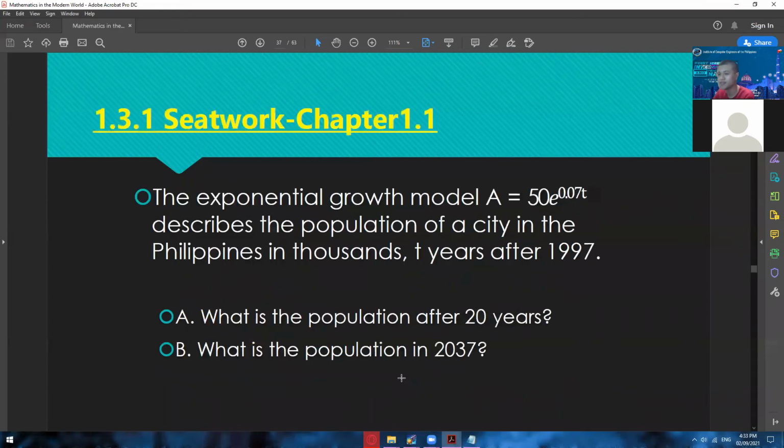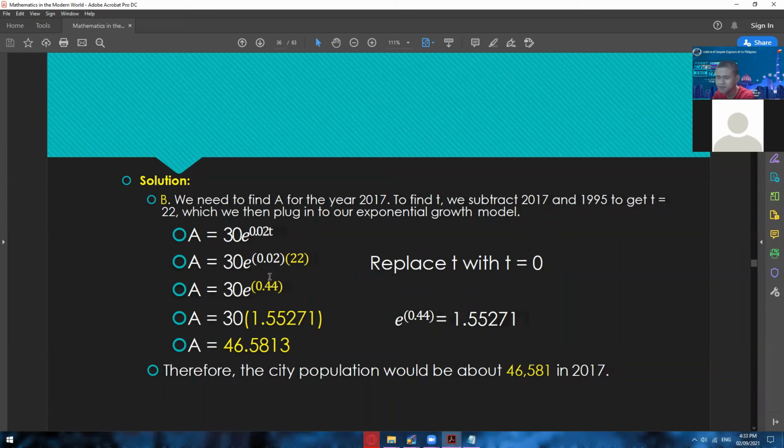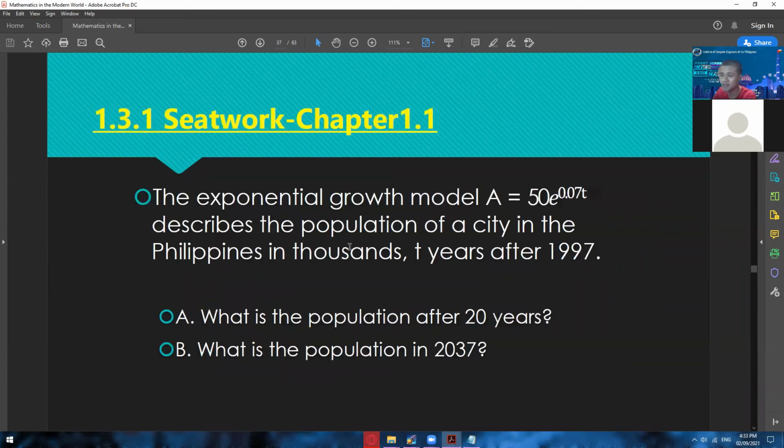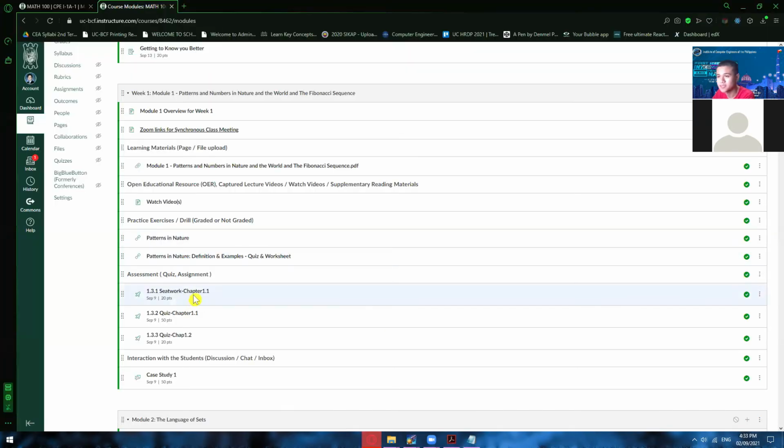Small variation. Well, anyway, of course, after the seat work, you guys are going to have a real break that will be recorded. So the exponential growth model A is equal to 50 times e raised to 0.07 times t describes the population of a city in the Philippines in thousands, t years after 1997. So here are the questions. What is the population after 20 years? And then what is the population in 2037? You can find that one right here, this seat work chapter 1.1. So just answer this one later on.